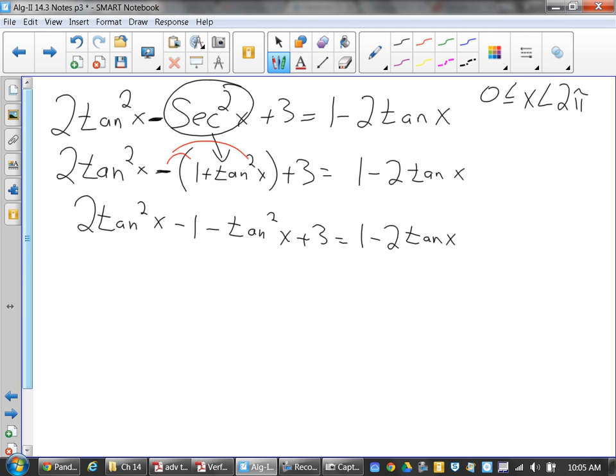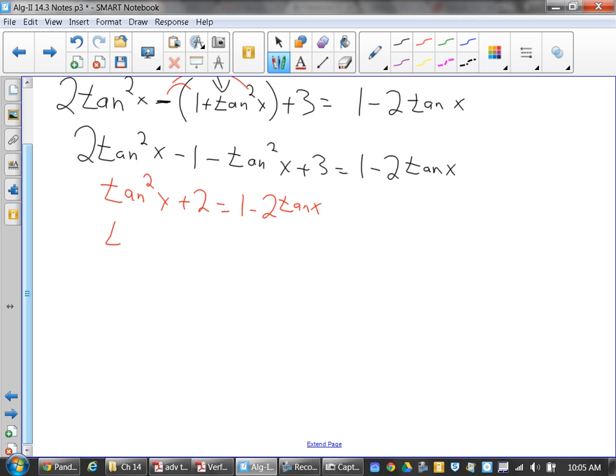Combine like terms on the left. What's 2 minus 1? 1. We have tangent squared x. What's negative 1 plus 3? Add the 2 tan, subtract the 1, and you get tangent squared x plus 2 tangent x plus 1.